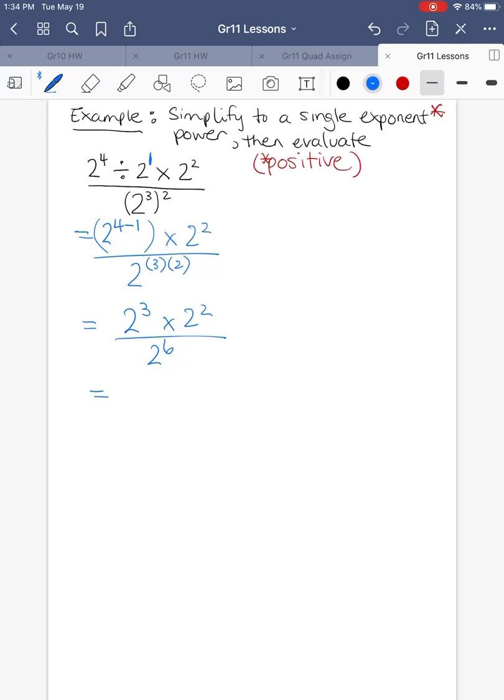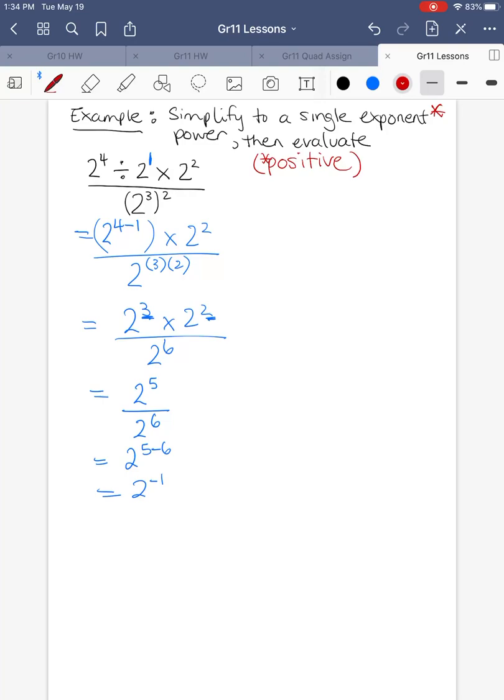Next, we're going to do the multiplication on top, which means that we are adding the 3 and the 2 together. So that's going to give us 5. So we end up with 2 to the power of 5 all over 2 to the power of 6. And so this really is division, right? 2 to the power of 5 divided by 2 to the power of 6. So we're doing 2 to the power of 5 minus 6, and that gives us 2 to the power of negative 1. We want to express it as a single exponent power, and we want that exponent to be positive. Right now it's not positive.